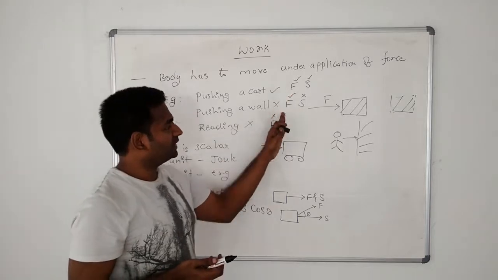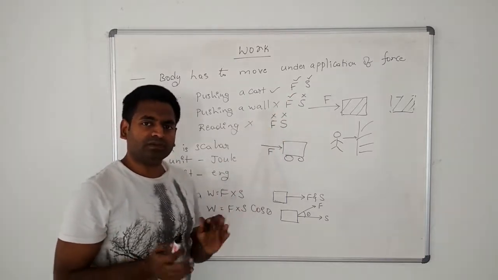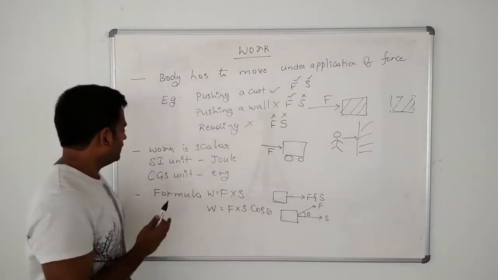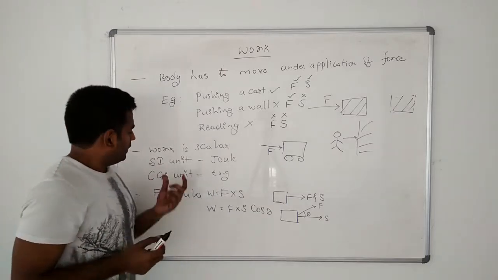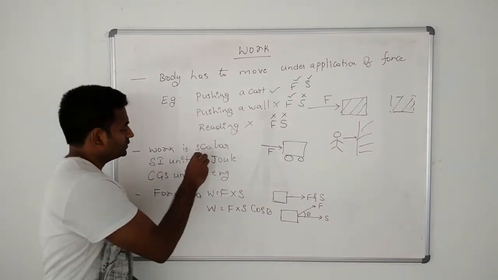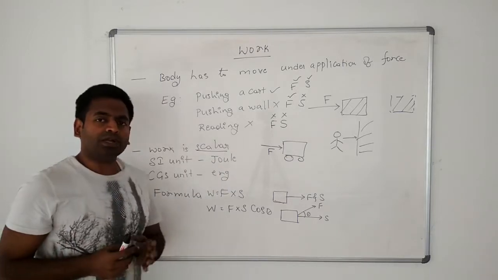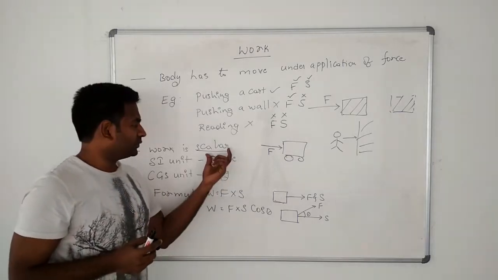So these are the cases, and this is the understanding of the concept of work from the physics point of view. Now let us see, work is a scalar quantity. You might have already read about two kinds of quantities, one is vector and another one is scalar.